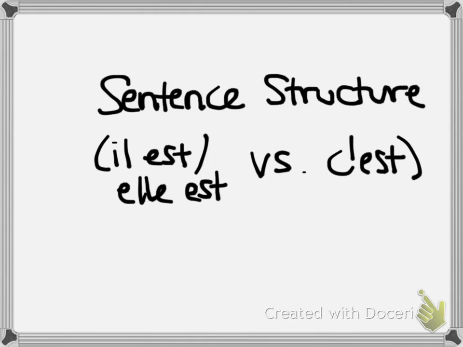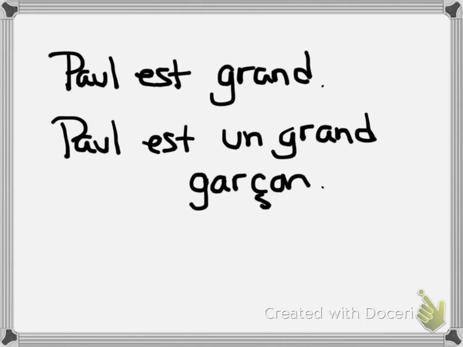So we're going to talk about sentence structure, and it has to do with il est and elle est versus c'est. A couple of examples. Paul est grand. Paul est un grand garçon. So in these sentences, if I want to talk about Paul being tall, I can say Paul is tall. Paul is a tall boy. Paul est grand. Paul est un grand garçon.